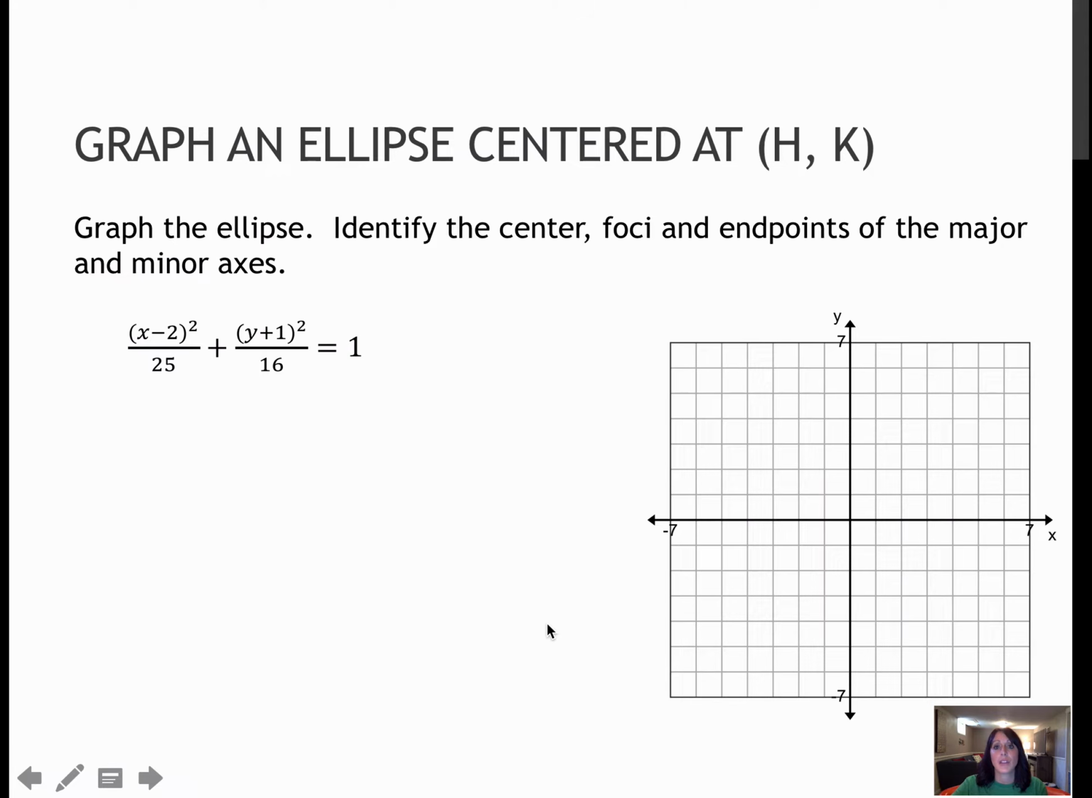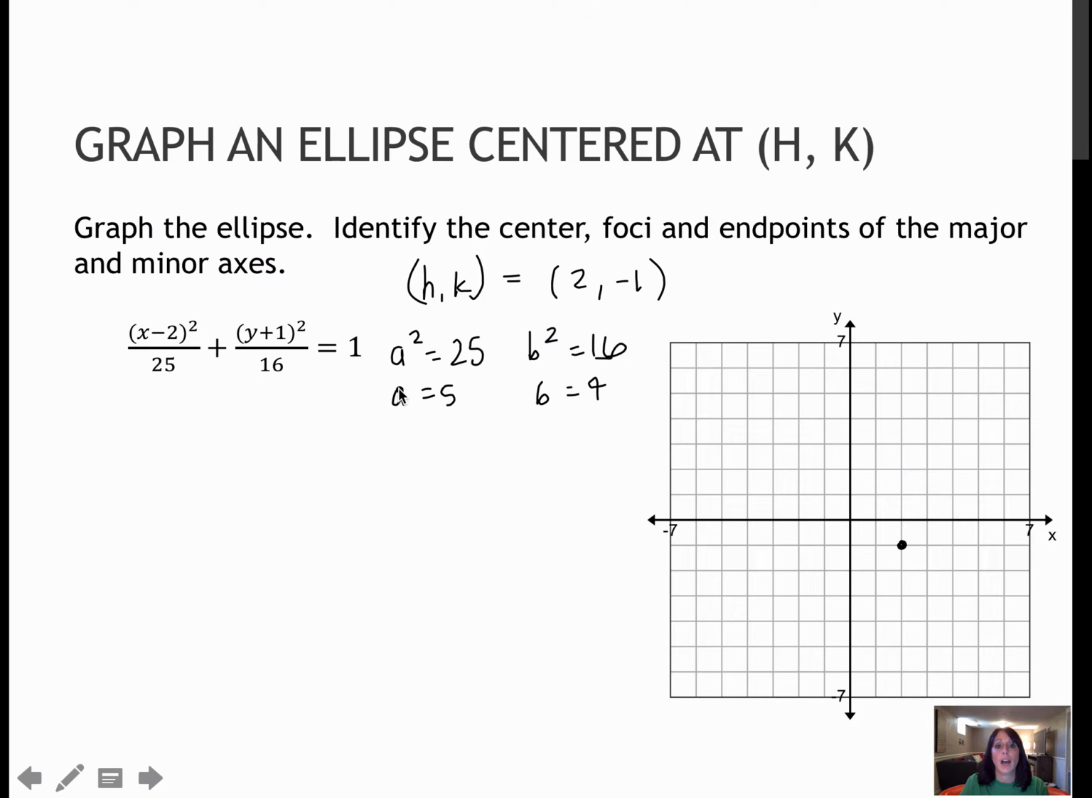So let's try one together. We're going to do the same thing that we did on the last questions, but now we are centered at h, k. So what is h, k? In this case, remember, we're looking at minus already, so the h is 2, and the k, this would be y minus -1, so it's actually -1. So 2, -1 is my center point. Just as I did before, I'm looking at my a squared value, which in this case is 25, my b squared value, which in this case is 16, a is 5, b is 4.